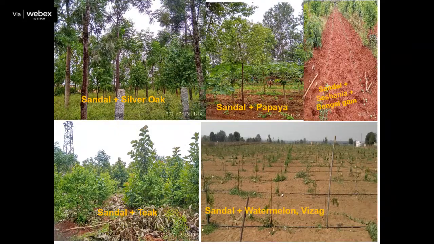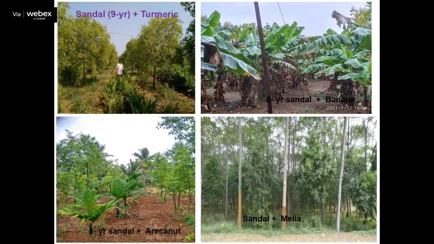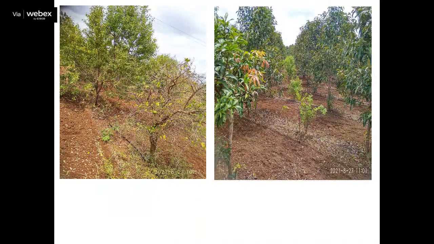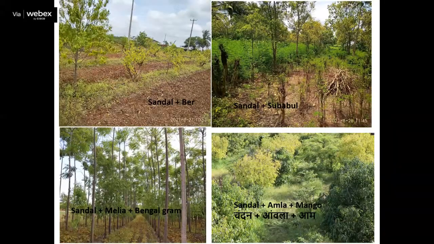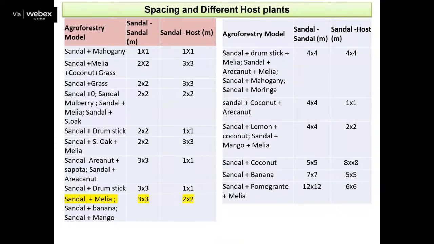There are so many forms of sandal cultivation. This is citrus plus sandal, jamun plus sandal, mango. And these are the spacing. Now overall, we made the survey all over Karnataka in different agroclimatic zones. These are the spacing and these are the common host plants they adopted. See that most common spacing is 3x3 between the sandal and sandal, to host 2x2. So this is the spacing they followed.